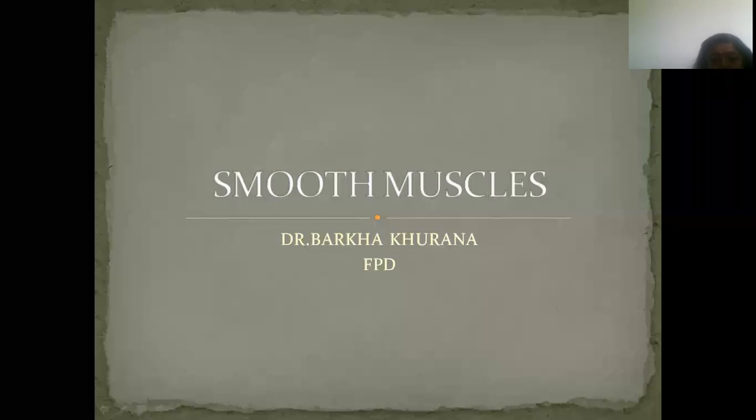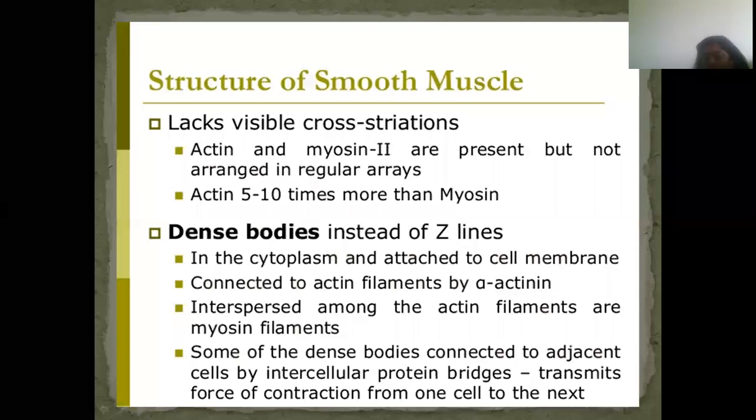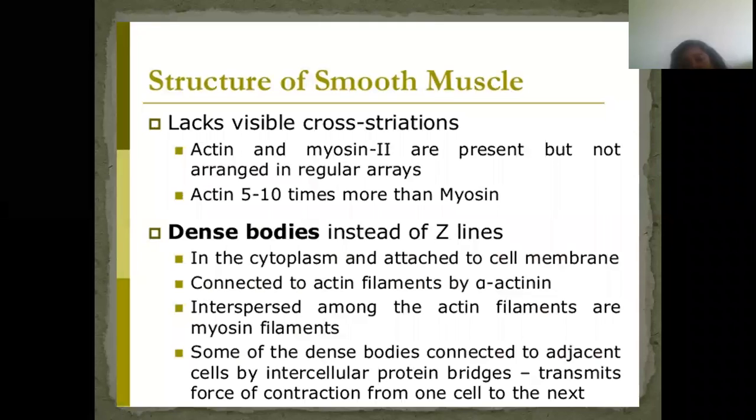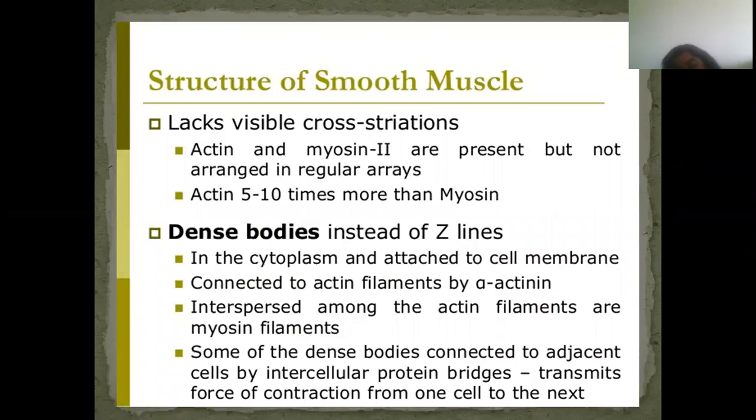Khurana. Today in human physiology, we will be talking about smooth muscles. First, the structure of smooth muscle. Generally, the smooth muscles lack visible cross striations as they are common in skeletal muscles. The actin and myosin are present, but they are not arranged in regular arrays, whereas the actin is 5 to 10 times more than the myosin.